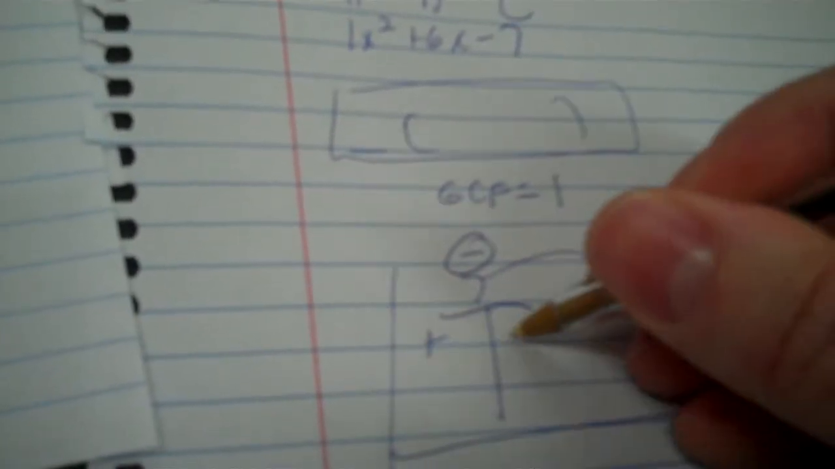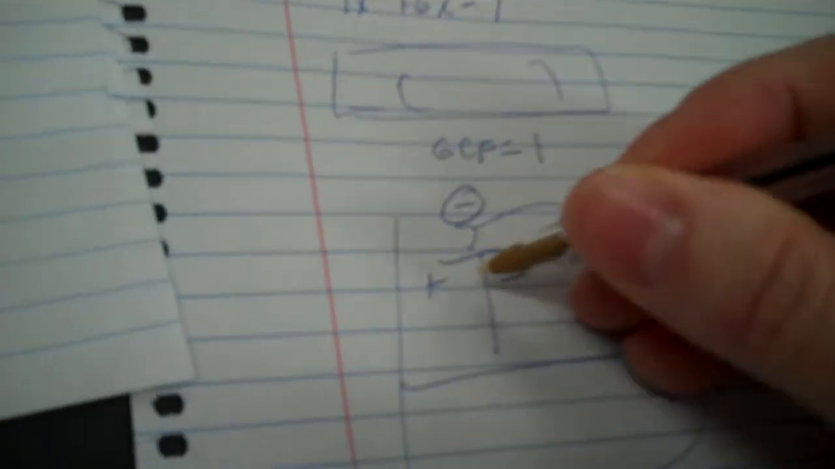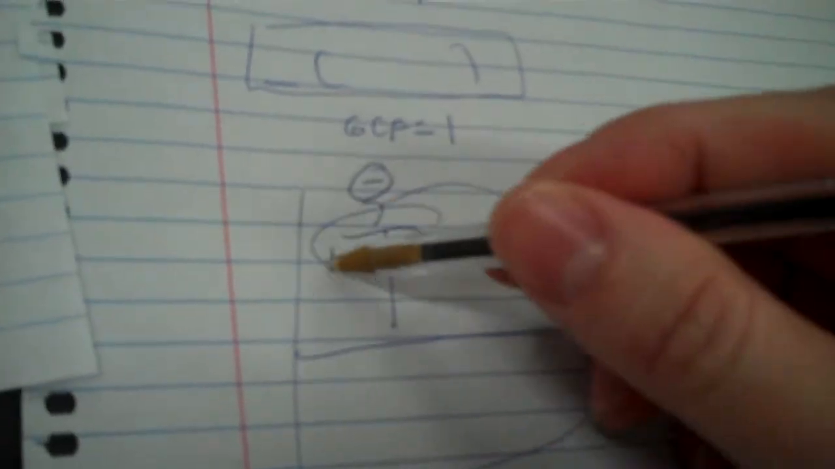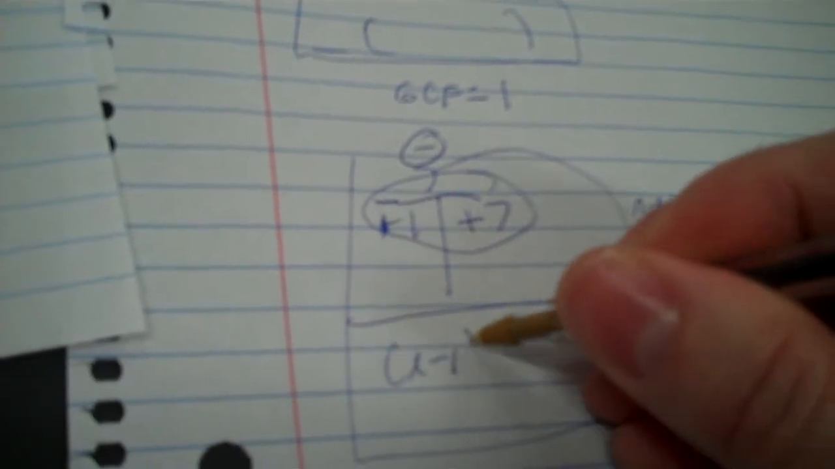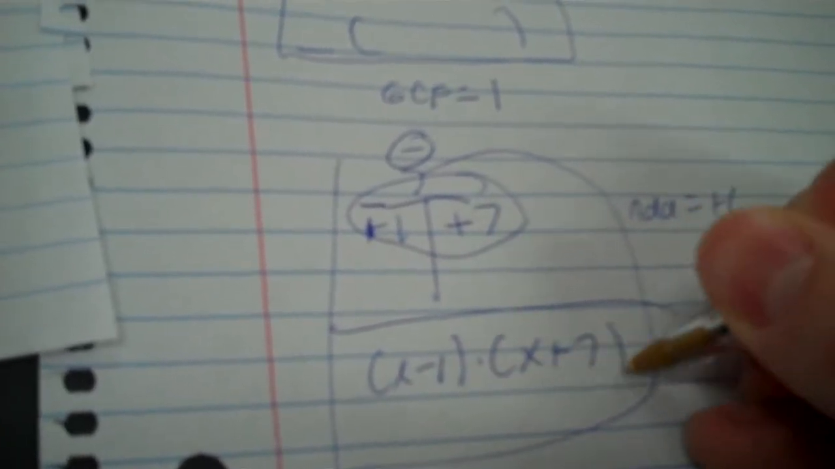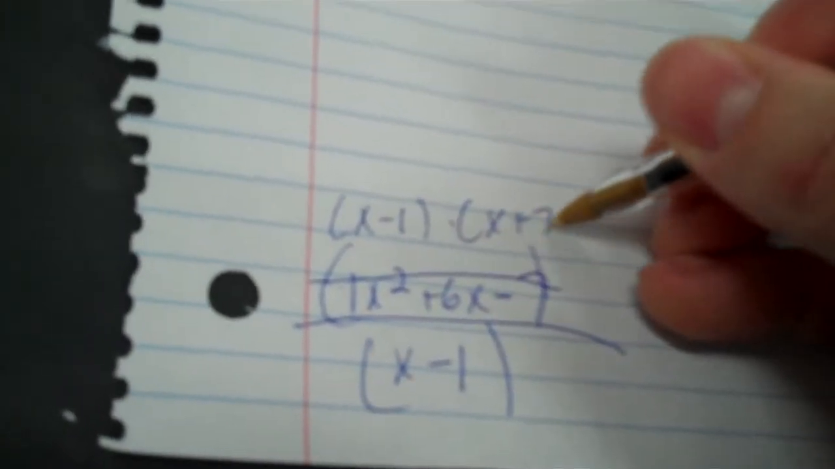1 times negative 7 is negative 7. So it's a positive times a negative. We're trying to add to get to plus 6. 1 and 7, well that's negative 6. I have the right numbers, I just have the wrong signs. So plus, minus. So A is 1. So that's going to give you x minus 1 times x plus 7. So just rewrite that: x minus 1 times x plus 7.